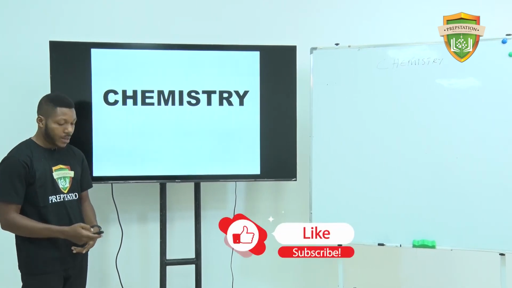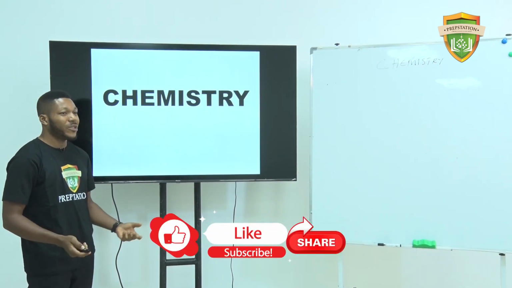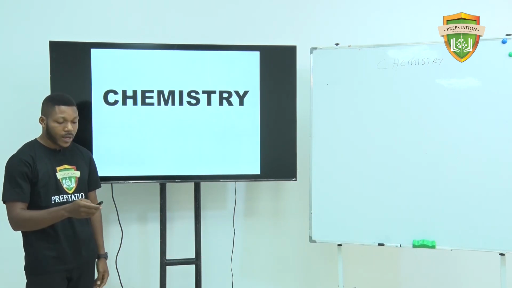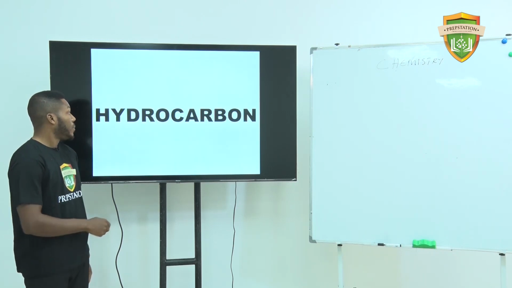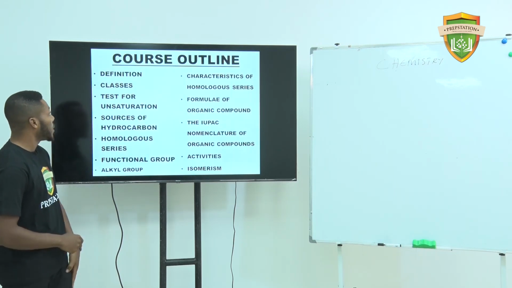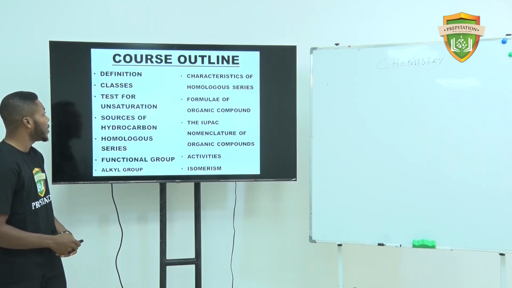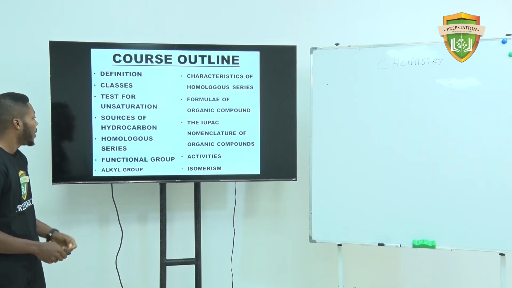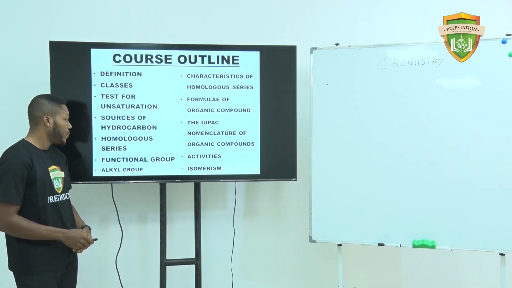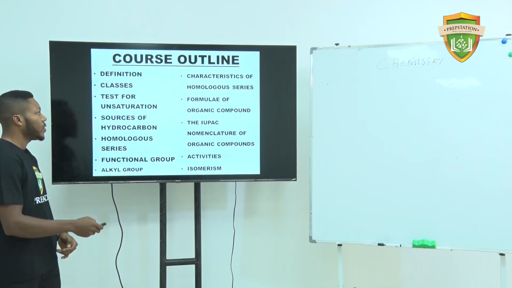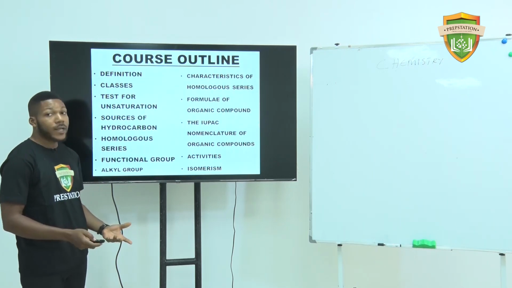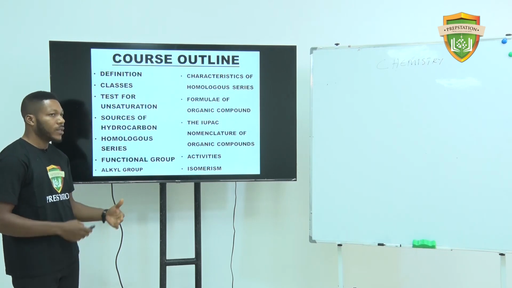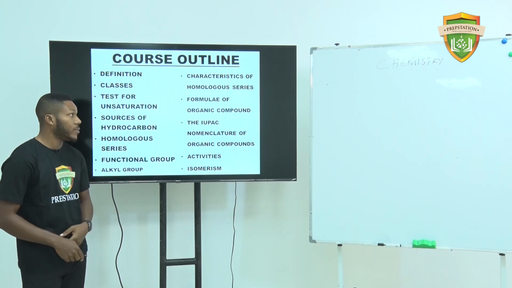This is chemistry. I want to take you through organic chemistry precisely to show you how questions are being set and how to answer some questions on organic chemistry. Hydrocarbons. In this course, we're going to look at the definition, the classes of hydrocarbons, tests for unsaturation, the sources of hydrocarbons, the homologous series, functional group, alkyl group, characteristics of homologous series, then different formulas in organic compounds, then the IUPAC nomenclature of organic compounds. Then we take some activities, and we proceed to isomerism.